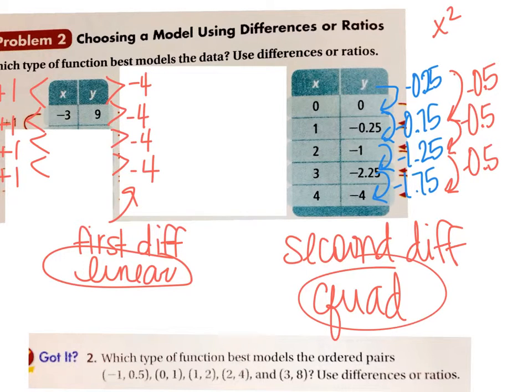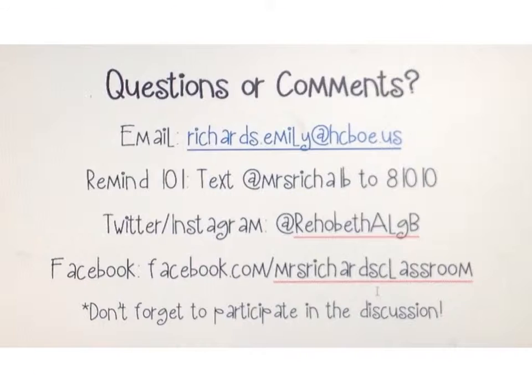And had the ratio been the same, had you been multiplying by the same thing every time, that would have been exponential. So hint, hint, forgot at number 2, if you're multiplying by the same thing every time, that is exponential. But if you have the same first difference, it is linear, and if you have the same second difference, it is quadratic. Okay, so that's all for the video.